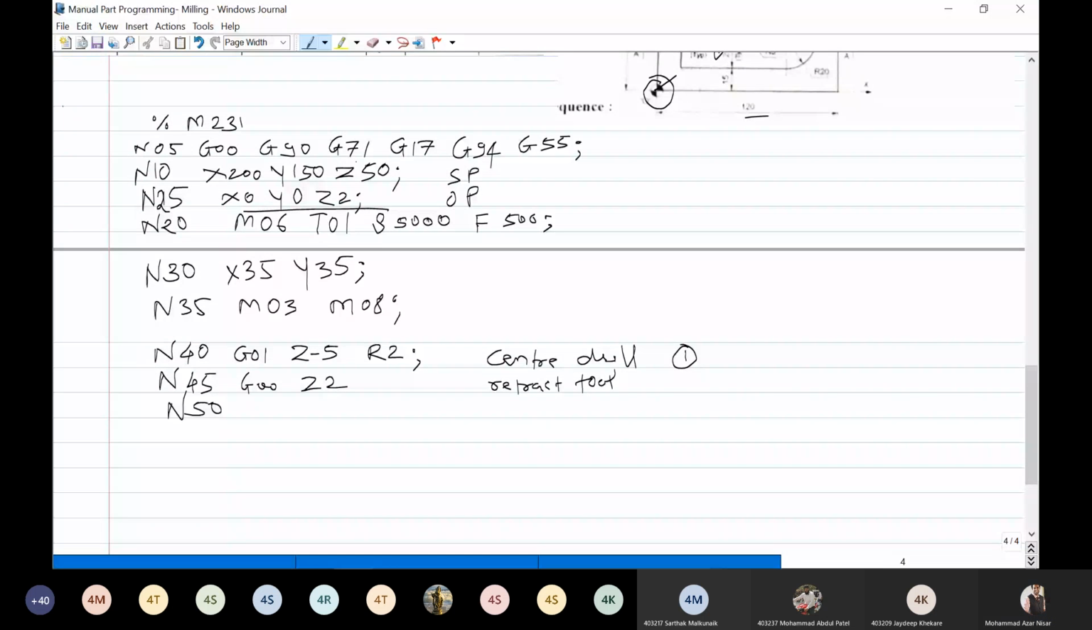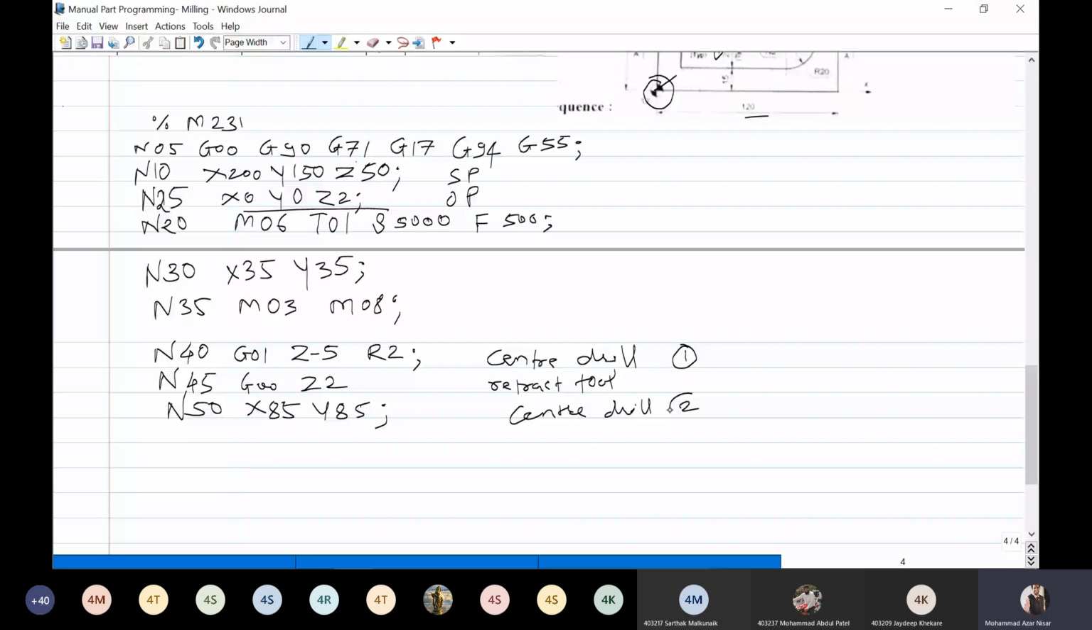N50. Now the tool will move from this retracting position to the center of the second hole. So for that, write down X85, Y85. So now the tool moves to the center of hole number 2.